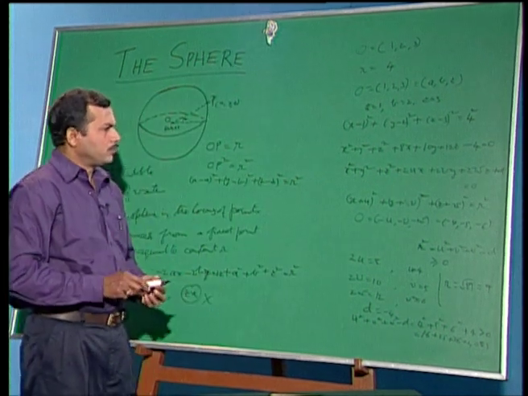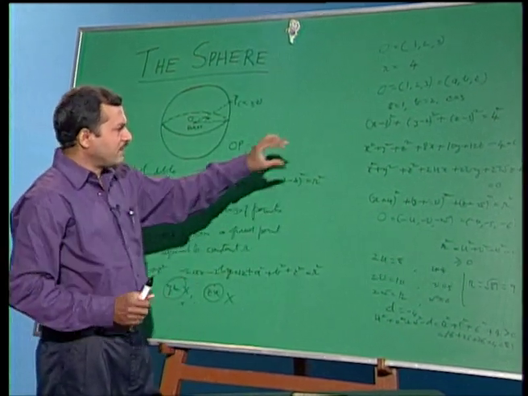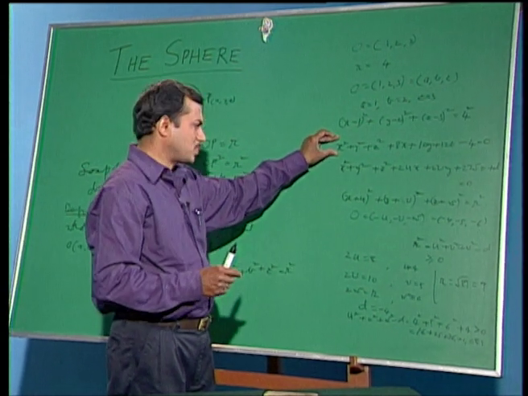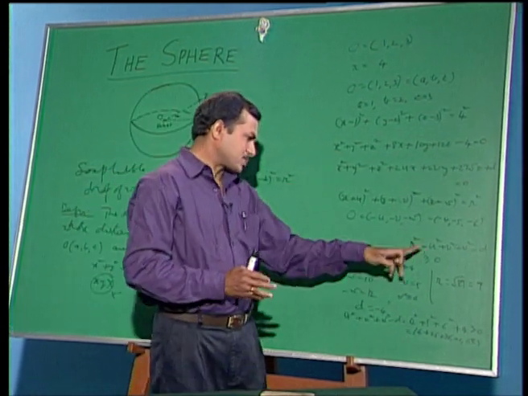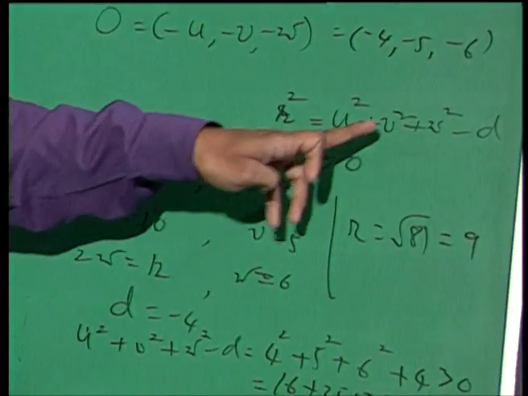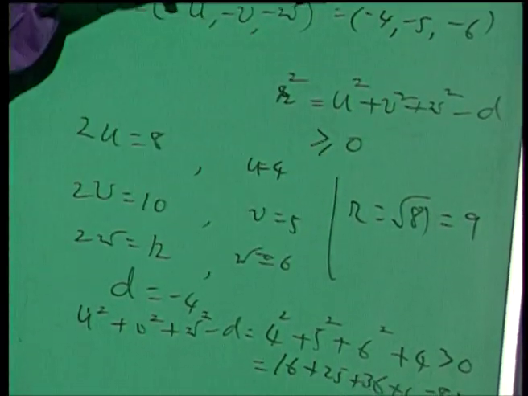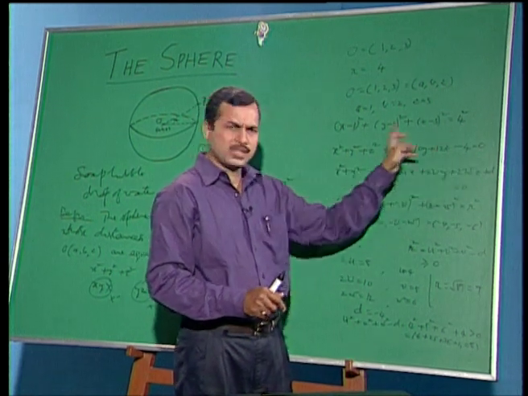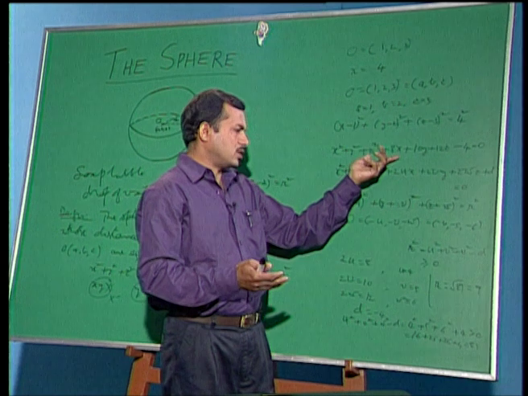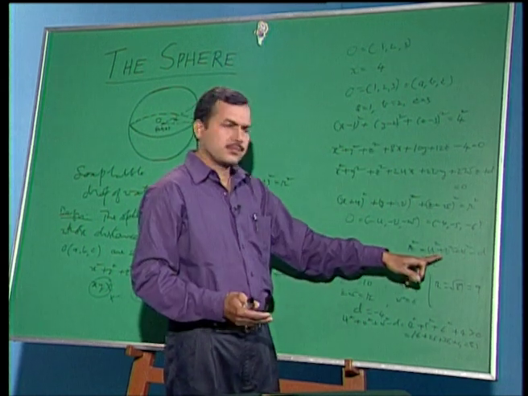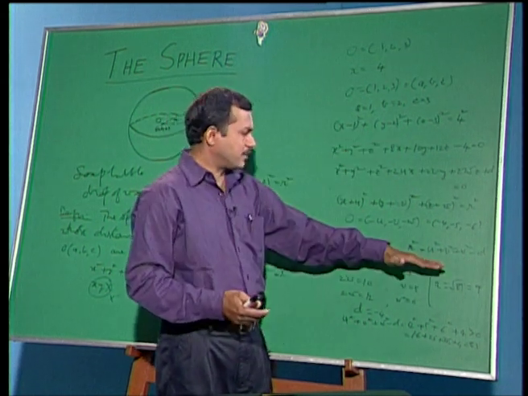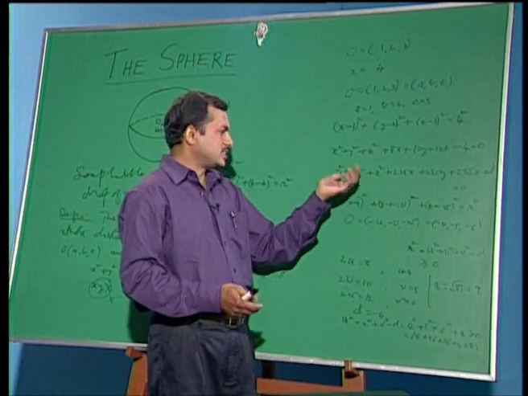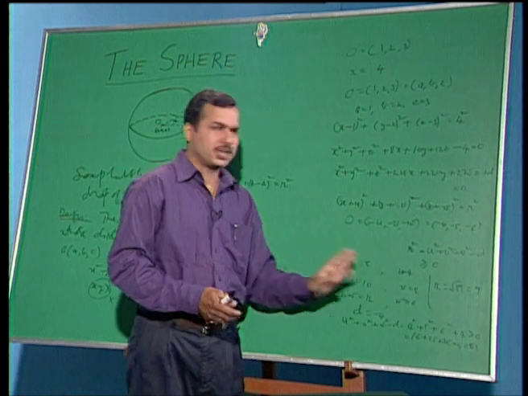So, that is how we can determine whether a given second degree equation represents a sphere or not in 3-dimensional space. If this inequality is not obeyed by the constants u, v, w, d present in this equation, then that equation is certainly not a sphere. If it obeys this inequality, it does represent a sphere, and for that sphere we can find the center and the radius as we have done here.